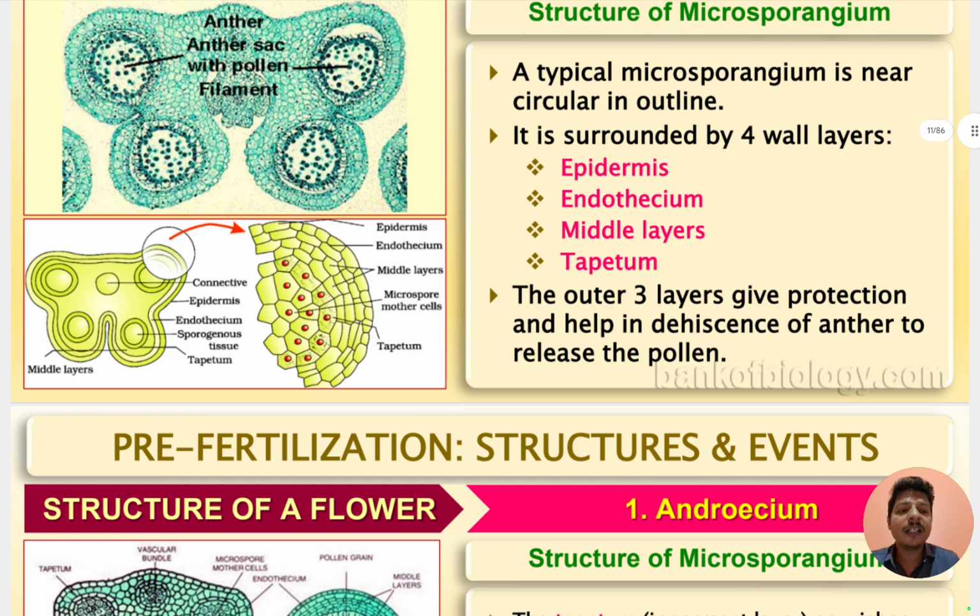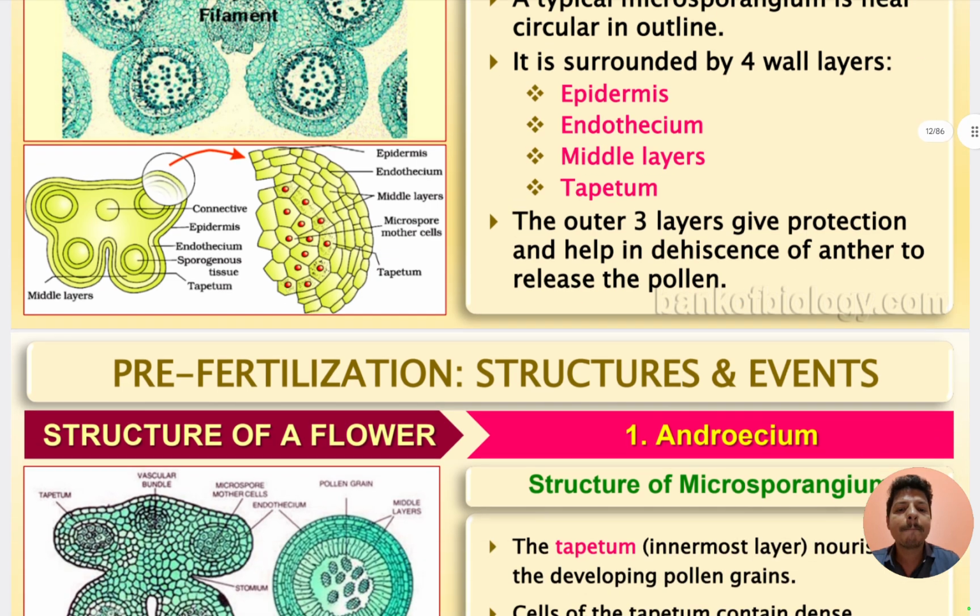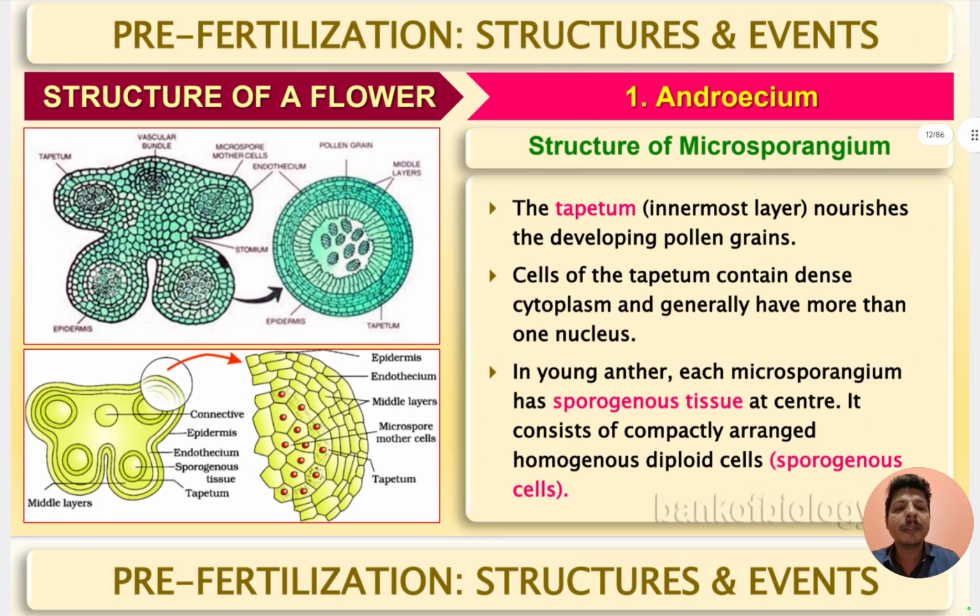The outer 3 layers give protection and help in dehiscence of the anther to release the pollen. Dehiscence means the breakdown of these 3 layers so that the pollen grains come out. Coming to the tapetum, it is the innermost layer and nourishes the developing pollen grains.